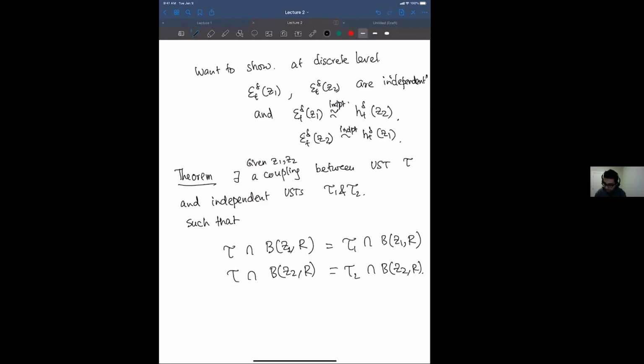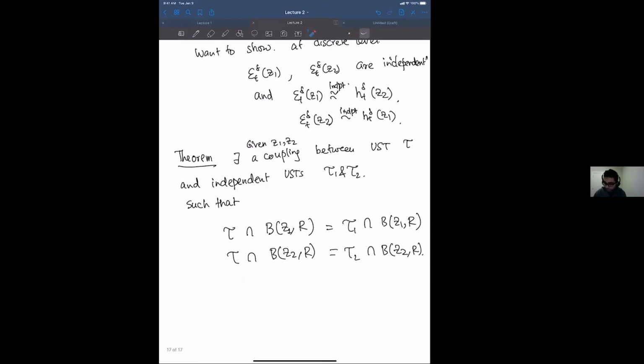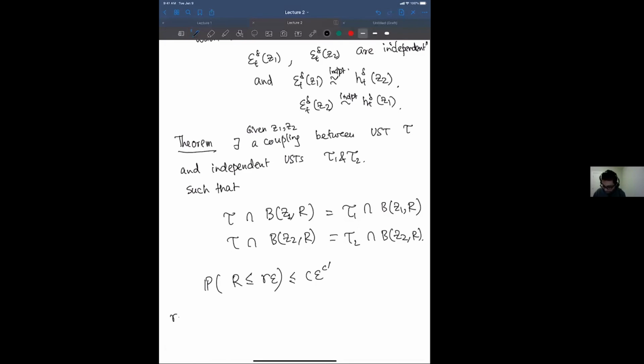Now the difficult part is we could not do it for a fixed R. Okay, so this R is actually random. Actually, R has the following relation: it cannot be too small. So if small r is the distance between Z1 and Z2, then the probability that R is much smaller than r times epsilon decays polynomially in epsilon. Okay, and this needs a multi-scale coupling argument and Schramm's lemma.